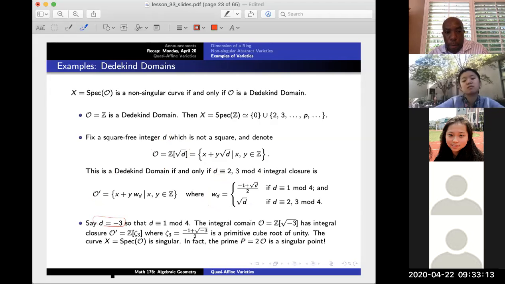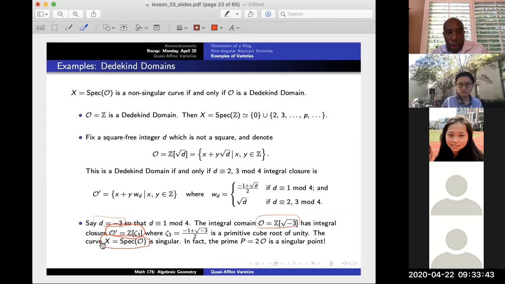Then this here is 1 mod 4. So this integral domain, Z adjoin square root of -3, has integral closure Z adjoin zeta 3, where zeta 3 is a primitive cube root of unity. So if I take zeta 3 and cube it, I just get back 1. So actually what this means is that Spec O is a singular curve.